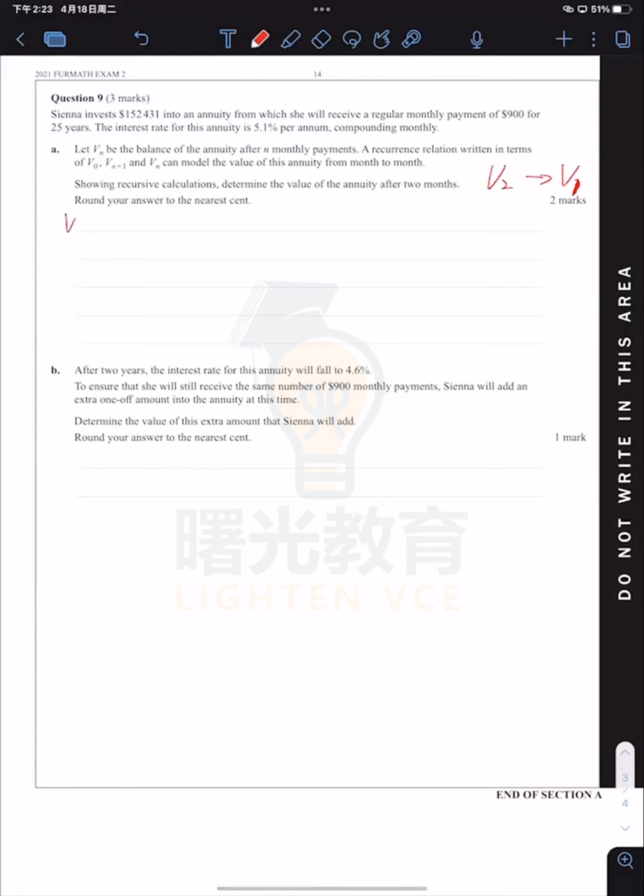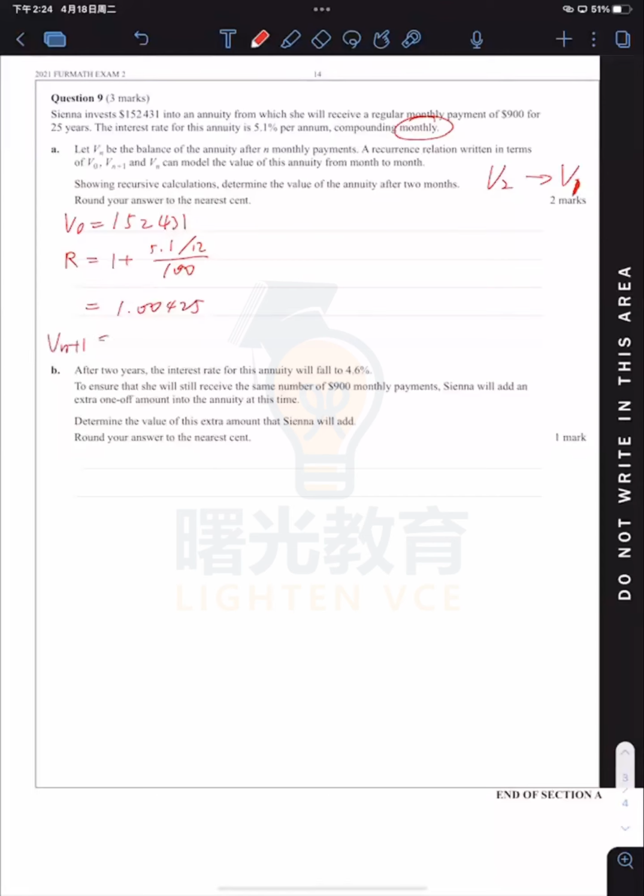What is the recurrence relations? V0 is 152,431. And then our ratio is depending on 1 plus the annual rate divided by 12 because it's compounding monthly. Over 100, you're going to have 1.00425. You may ask why I kept so many decimals: first, the question didn't say how many decimals to correct. Second, it's finite. You just write it, okay?